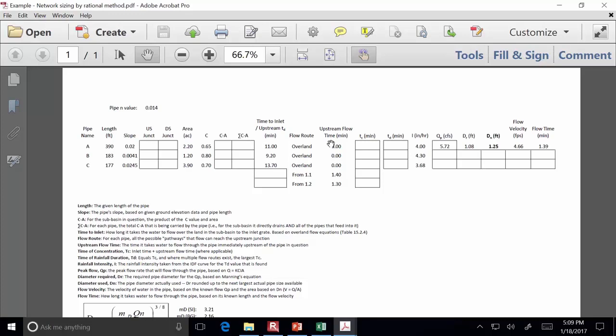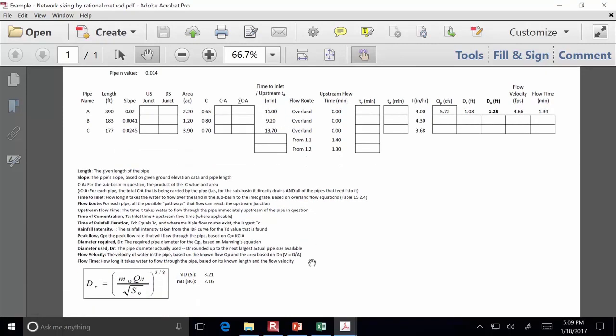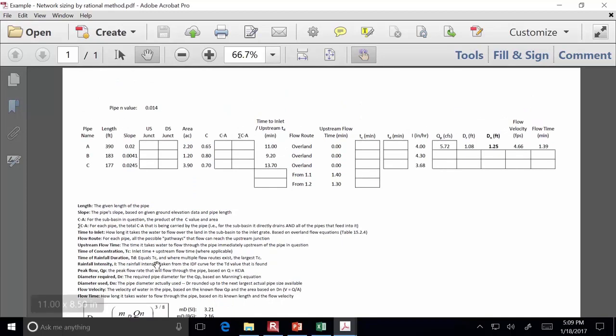Now, this is going to use Manning's equation, and everyone probably remembers Manning's equation from hydraulic engineering, or maybe even fluid mechanics. The formula at the bottom here for the diameter required is just rearranging Manning's equation to say what size of pipe should go there. All right, so what I'd like you to take some time to fill in is we have pipe A, B, and C. The length is already defined for you.